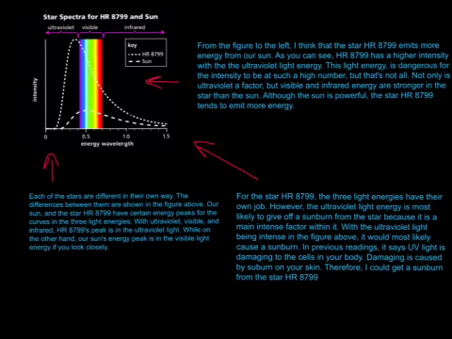For the star HR 8799, the 3 light energies have their own job. However, the ultraviolet light energy is most likely to give off a sunburn from the star because it is the main intense factor within it. With the ultraviolet light being intense in the figure above, it would most likely cause a sunburn. In previous readings, it says UV light is damaging to the cells in your body. Damage is caused by a sunburn on your skin. Therefore, I could get a sunburn from the star HR 8799.